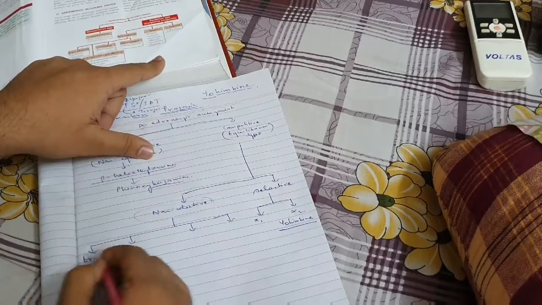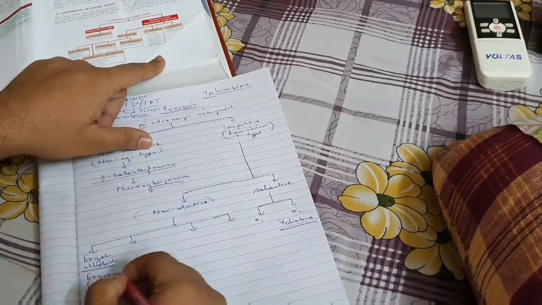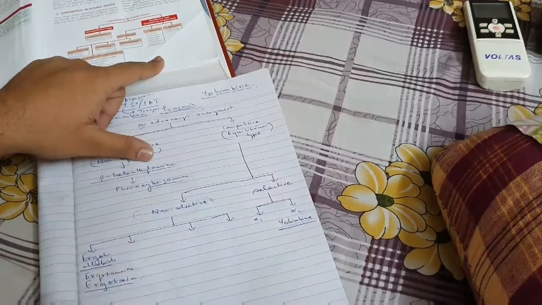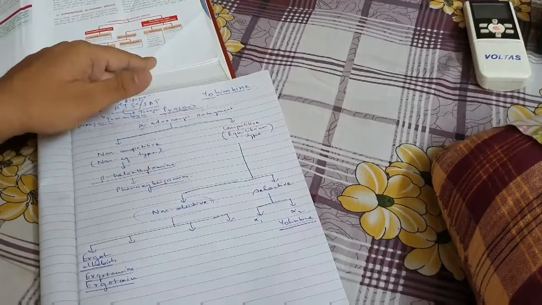Then we have again this first word ergot, and from T we add toxin, so ergotoxin. These are the 2 drugs which can act as non-selective blockers.